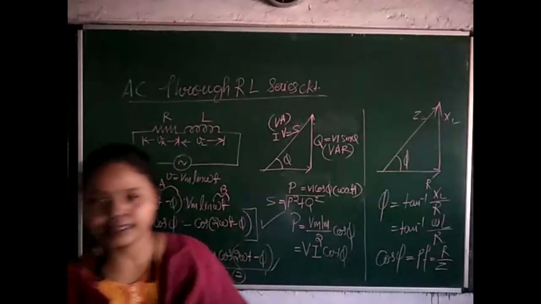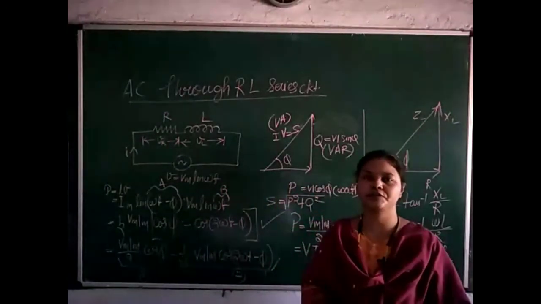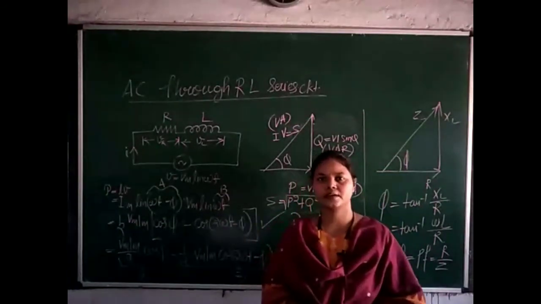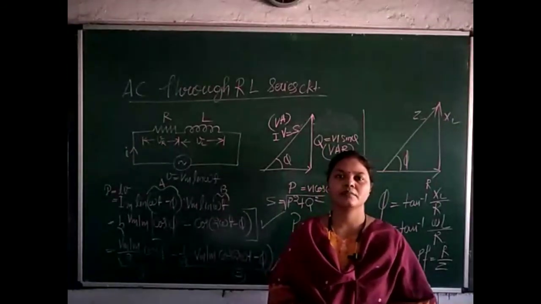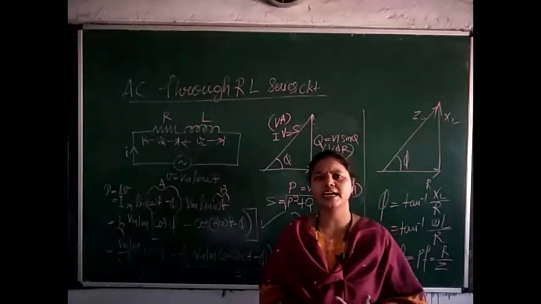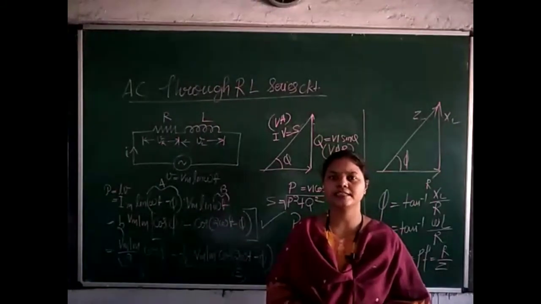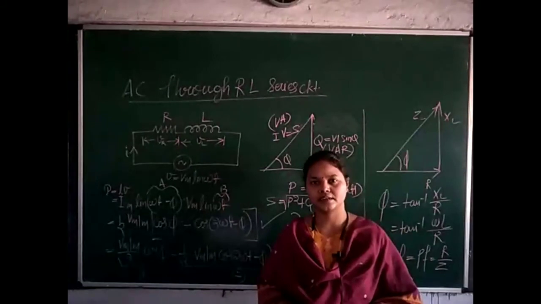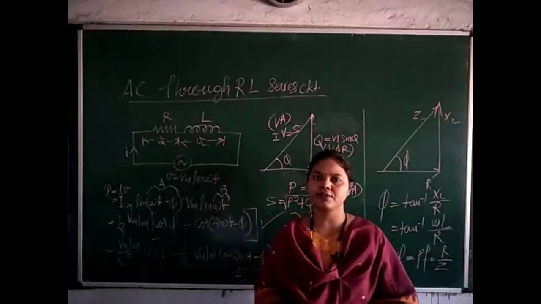So students, in this topic you have learned the relationship between voltage and current in case of RL series circuit. It means the voltage leads the current by an angle phi less than 90 degrees, or you may say that current lags the voltage by an angle phi less than 90 degrees. The second thing is power factor. What is power factor here? You get three definitions of power factor here.